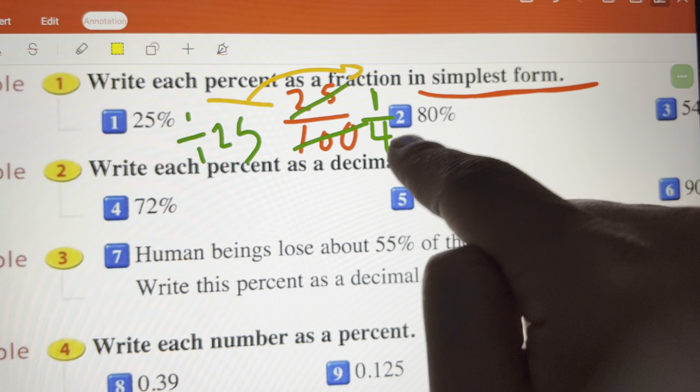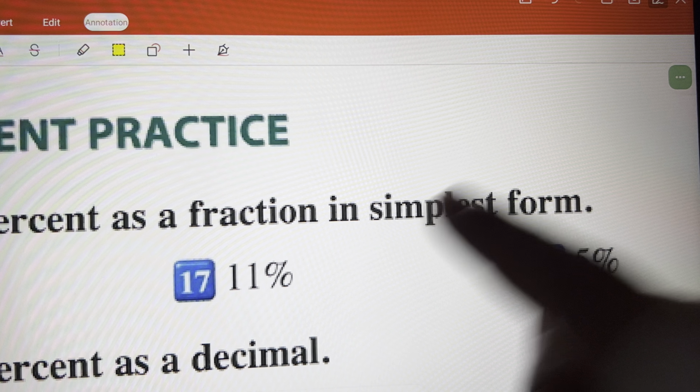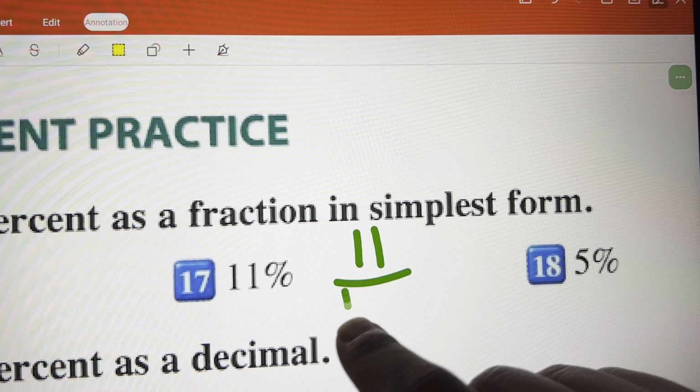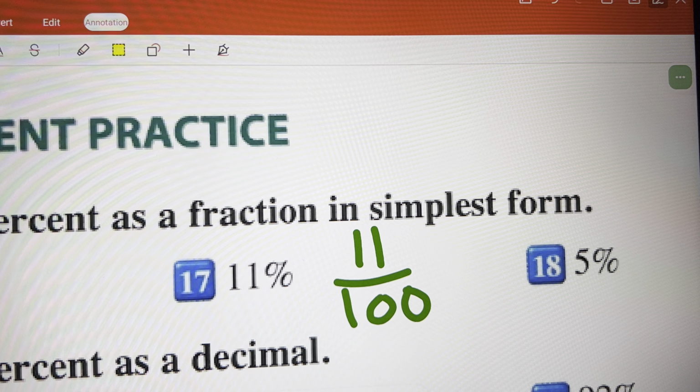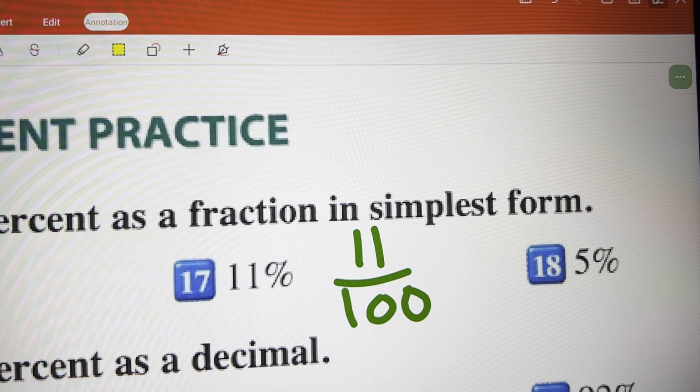Okay, dears. Now, let's see if we can find another question that we cannot change to simplest form. Okay, in here I've got 11%. 11% means 11 over 100. The more I check, I cannot change it to simplest form. It is already in simplest form, so I'm going to leave it like this as a fraction in simplest form.